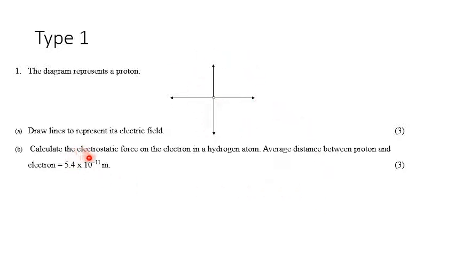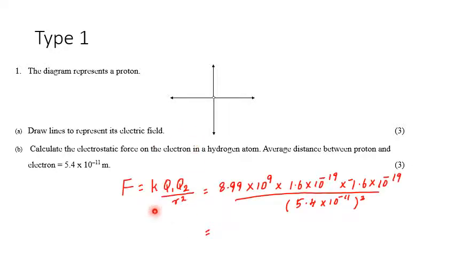Second question is to calculate the electrostatic force on the electron in the hydrogen atom. We know that the electron is revolving around the positively charged nucleus. So to calculate the force between these two, or the force on the electron, we can use Coulomb's law. Here is the equation for Coulomb's law. The charge of electron and charge of proton are the same in magnitude. Proton is positive, electron is negative. And if you substitute the values, this would be the answer.